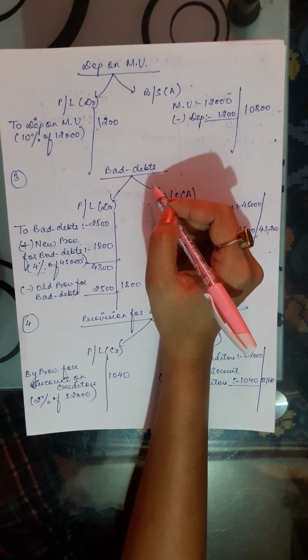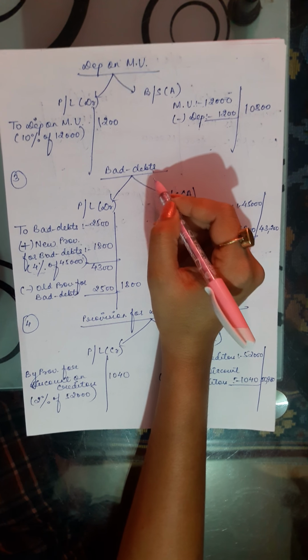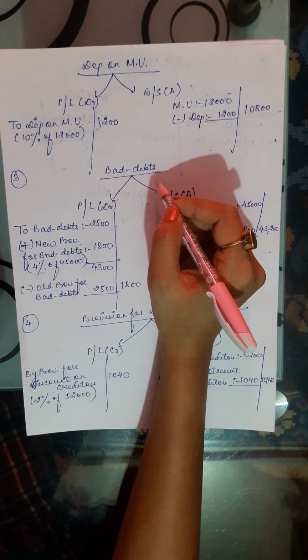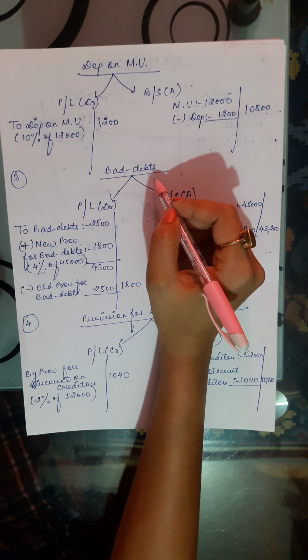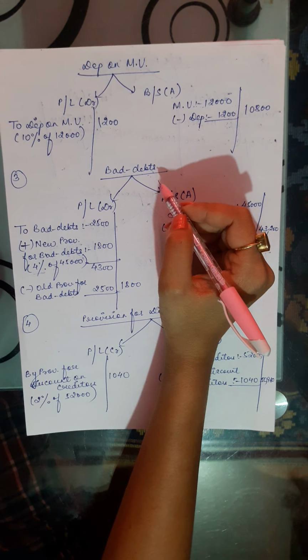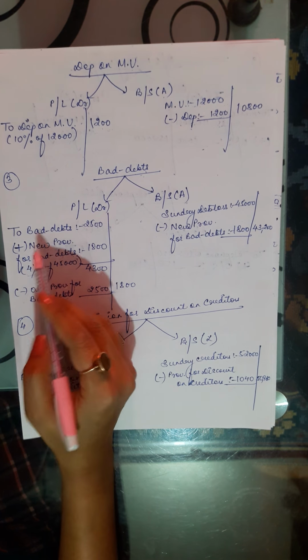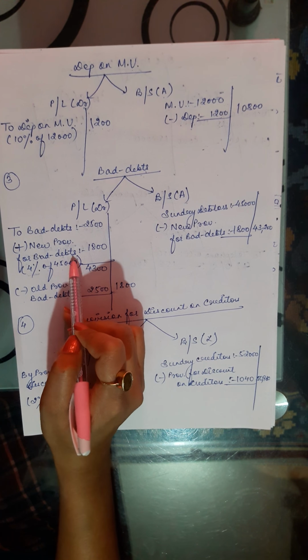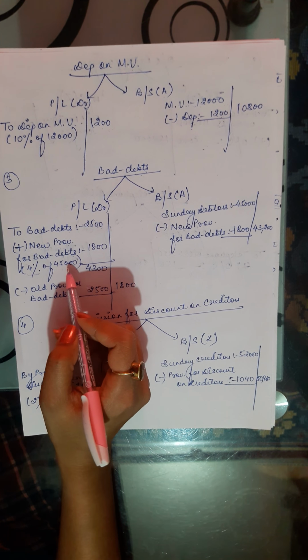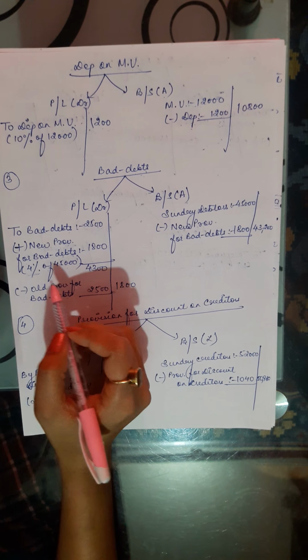Then how are we going to solve bad debts? Bad debts are the form of loss for the business, right? Losses are always recorded on the profit and loss debit side, right? So how are we going to record? See, to bad debts 2,500 plus new provision for bad debts. New provision from where are we going to get? It will be given in the adjustment.